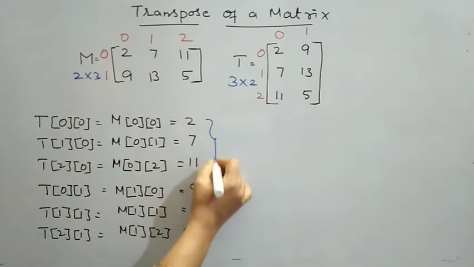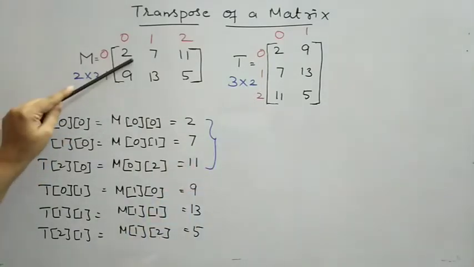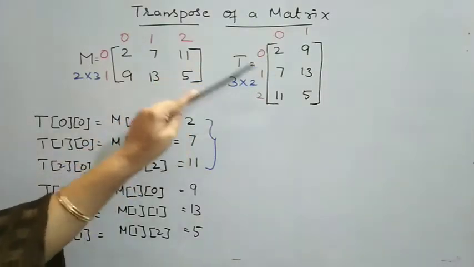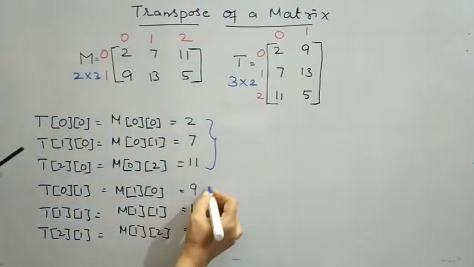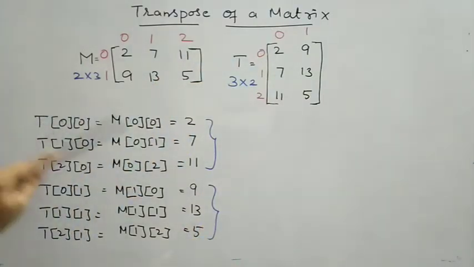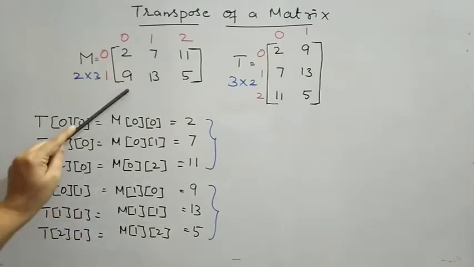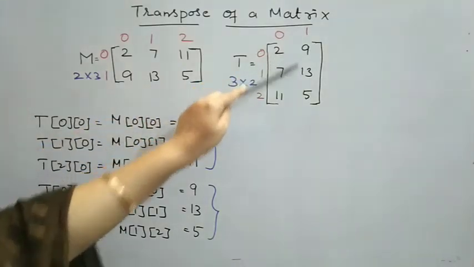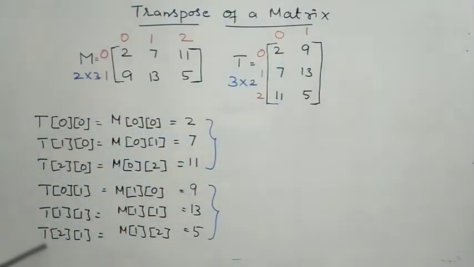These steps convert the elements in the first row of the input matrix into the first column elements of the transpose matrix. These three steps convert the elements in the second row of the input matrix, that is 9, 13, 5, into the elements in the second column of the output matrix, that is T.